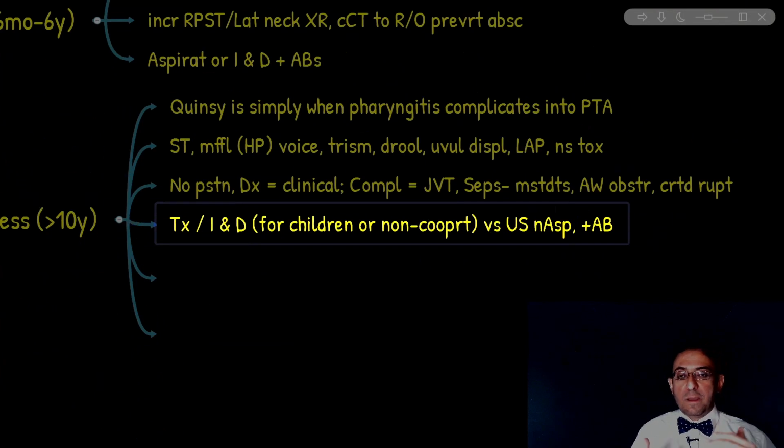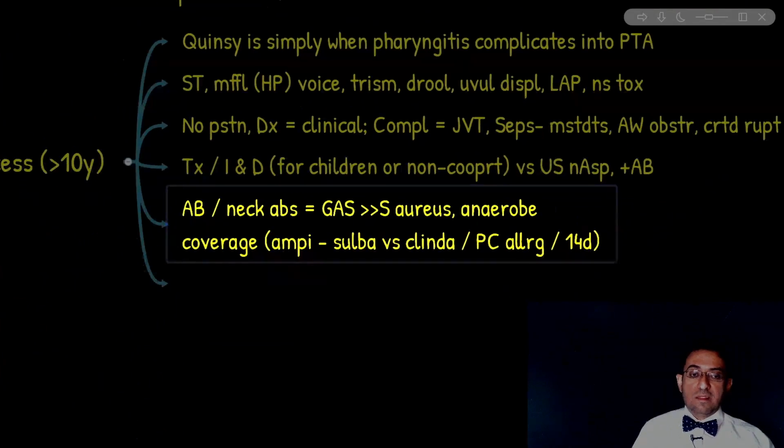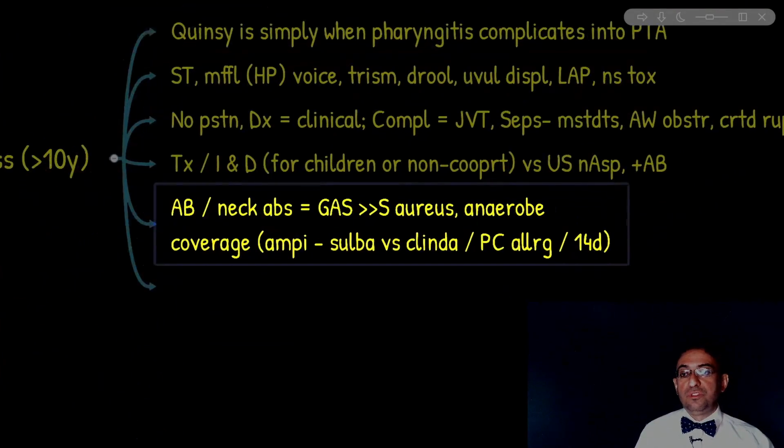Remember that if the patient is an adult cooperative patient, we usually can do an ultrasound guided needle aspiration instead of incision and drainage. However, if we are dealing with children or an uncooperative adult, we need to go on with incision and drainage. The antibiotic coverage is the same. We use ampicillin sulbactam for around 2 weeks. If the patient is penicillin allergic, we use clindamycin, again for peritonsillar abscess.